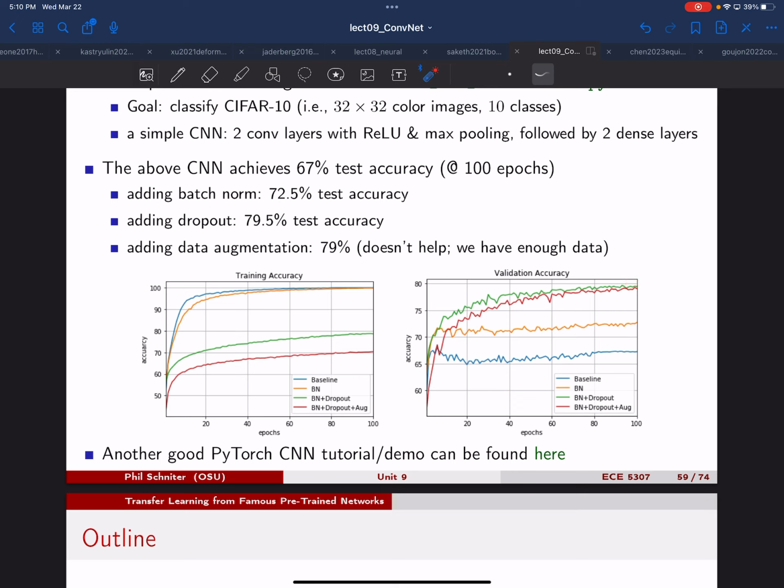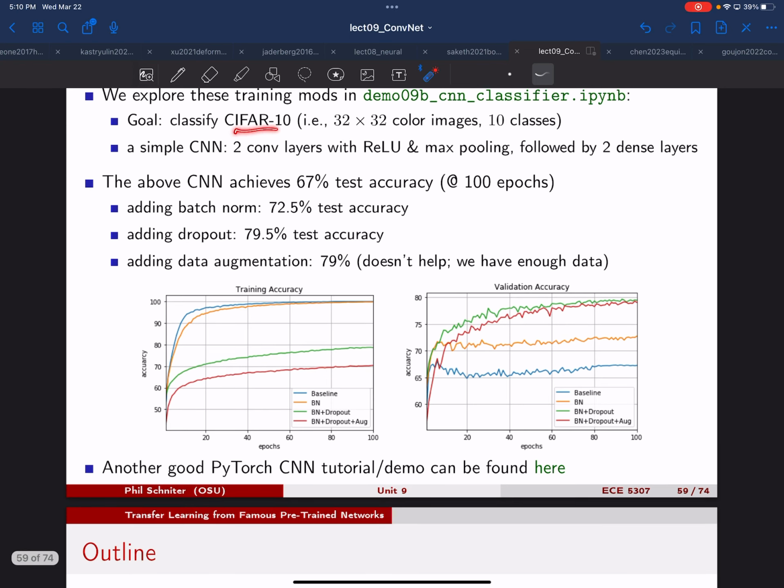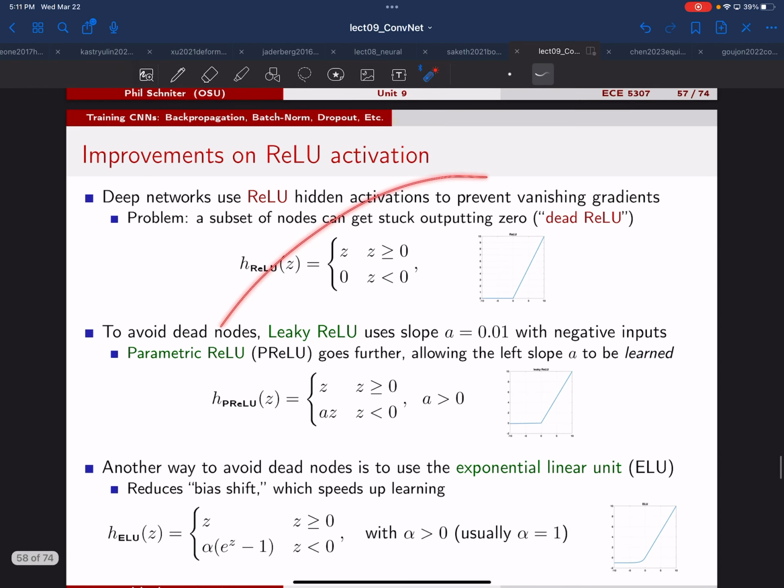The last thing we did in this demo is we used data augmentation. And for whatever reason, I'm not exactly sure why, it didn't really help. It's about the same, maybe a tiny bit worse. Maybe the type of data augmentation we did wasn't great for CIFAR 10, or maybe we had enough data and it just didn't help us. That's just an example of all these things, and you can see how it's all coded in PyTorch. There's another really nice demo here. And next time I'll cover this slide that we skipped here.